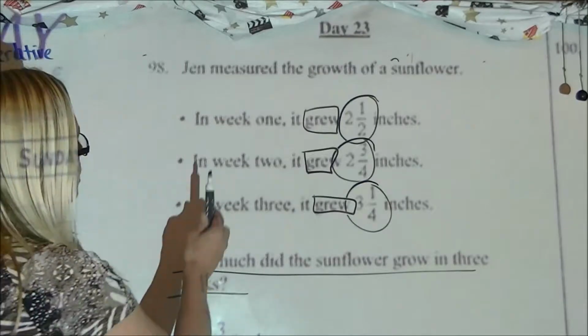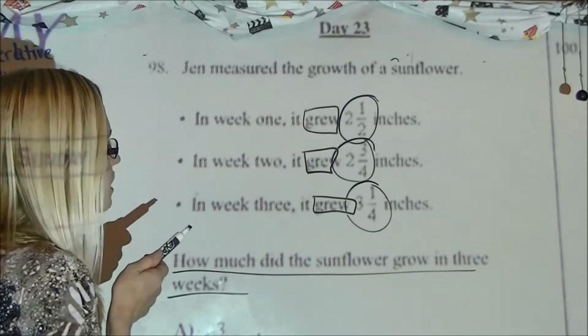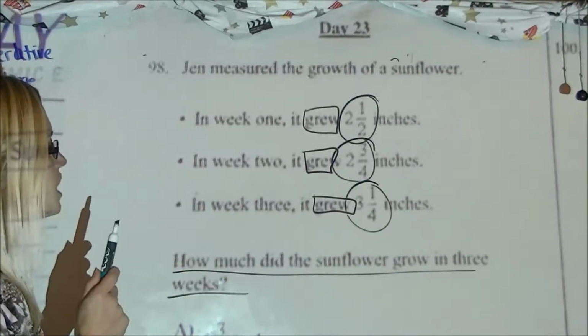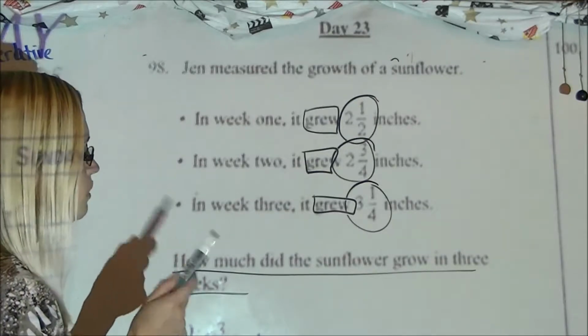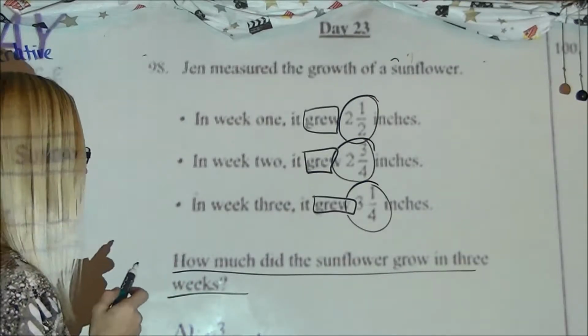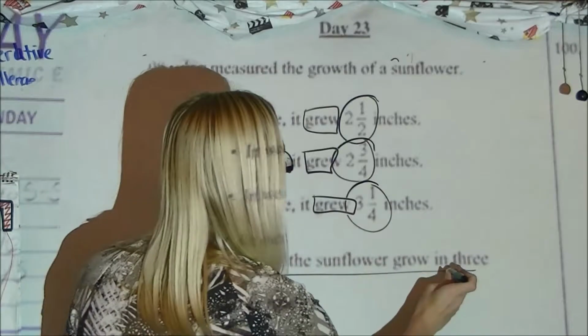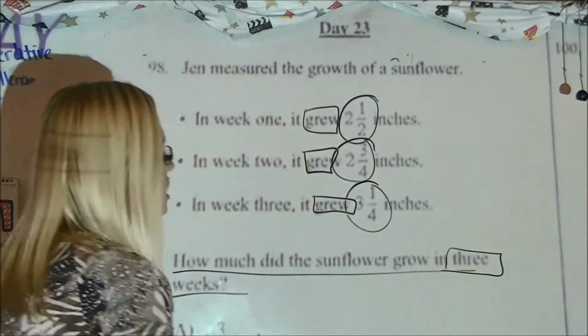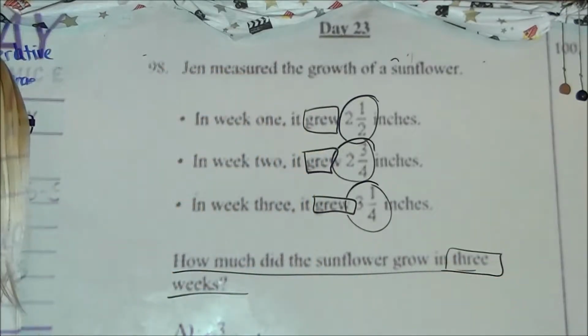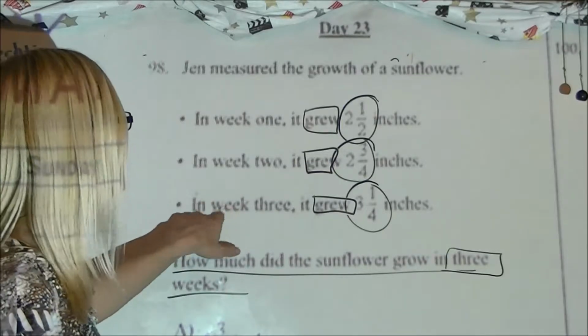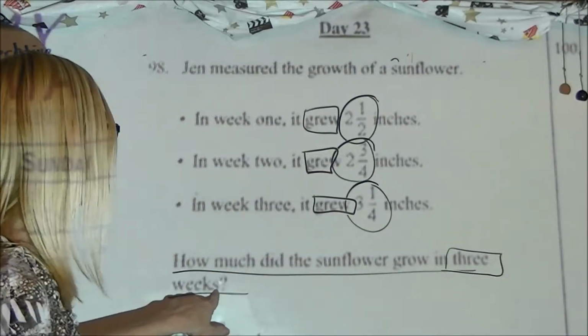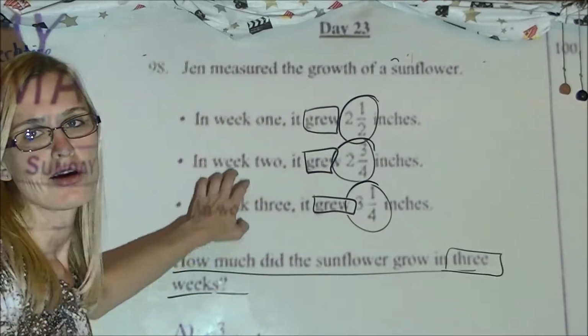So I know that in the first week it grew 2.5, in the second week it grew 2 3/4, and then in the third week it grew 3 1/4 inches. And I want to know how much it grew. Oh, in the 3 weeks, I missed an operation. So now if I want to find out in the 3 weeks, it's not just in week 3, but in the 3 weeks. So I actually am adding together all 3 weeks.